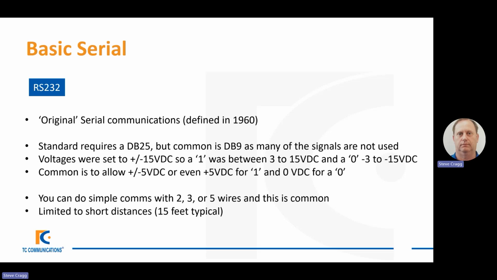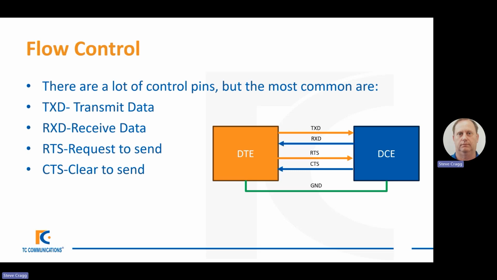RS-232 typically is limited to pretty short distances because of the use of the common ground and the voltages. The standard recommends no more than about 15 feet. You can run it a little more, but it does suffer from errors for that.